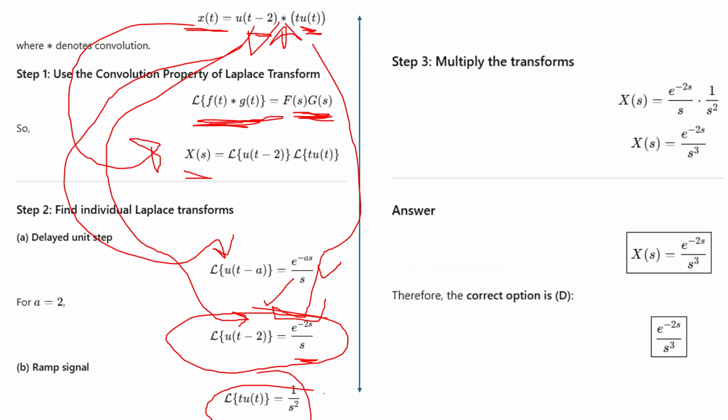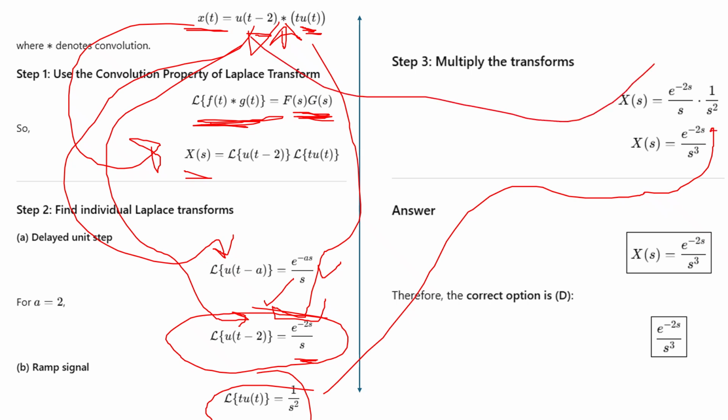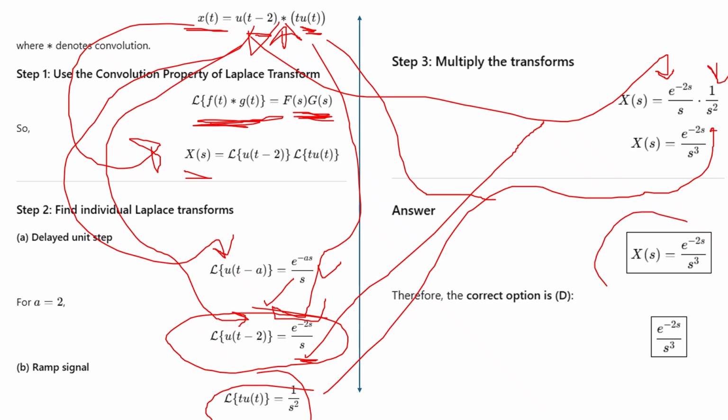After getting both Laplace transforms, you can multiply them, because in the frequency domain, for u(t-2) the Laplace transform is e^(-2s)/s, which we got from here, and for t u(t), the second part, the Laplace transform is 1/s^2. So finally you get X(s) equal to e^(-2s)/s^3. So that is your option, right?